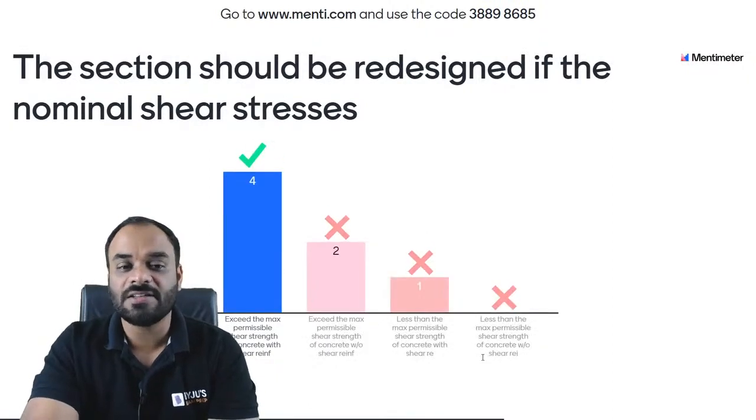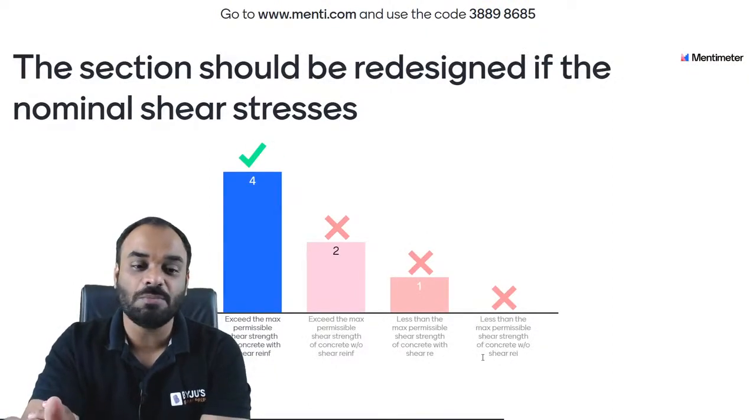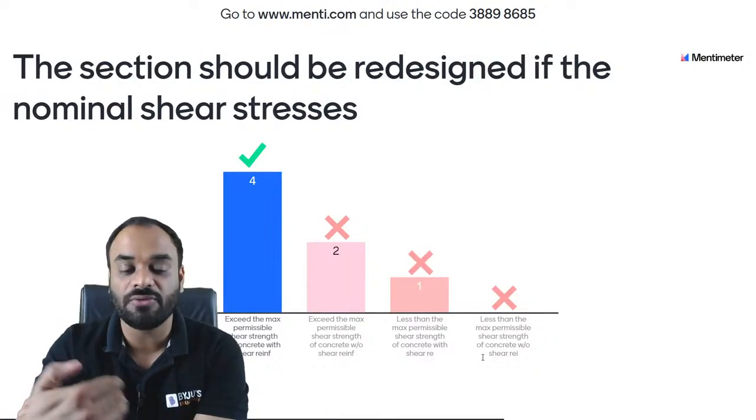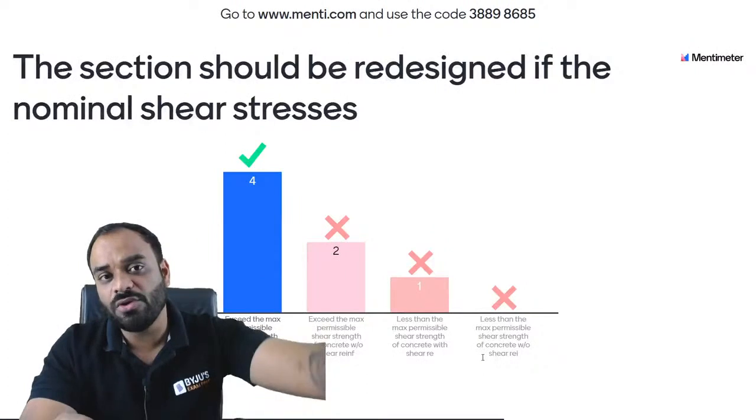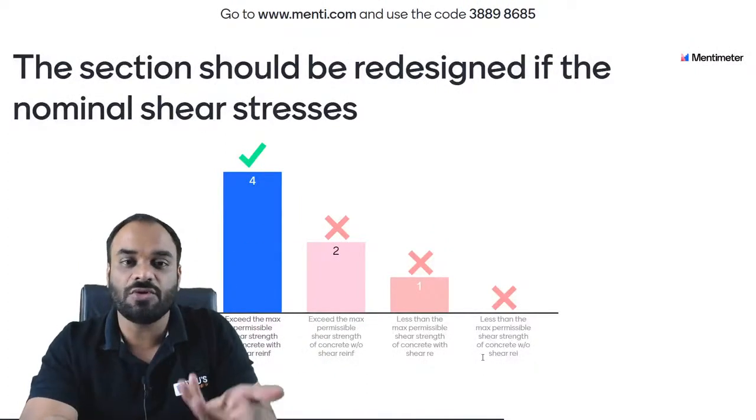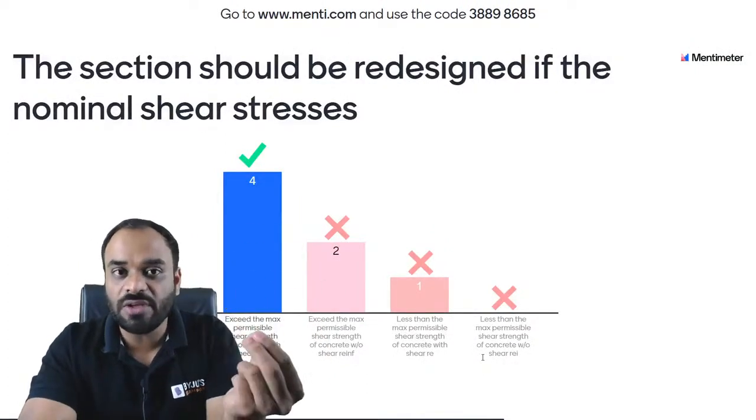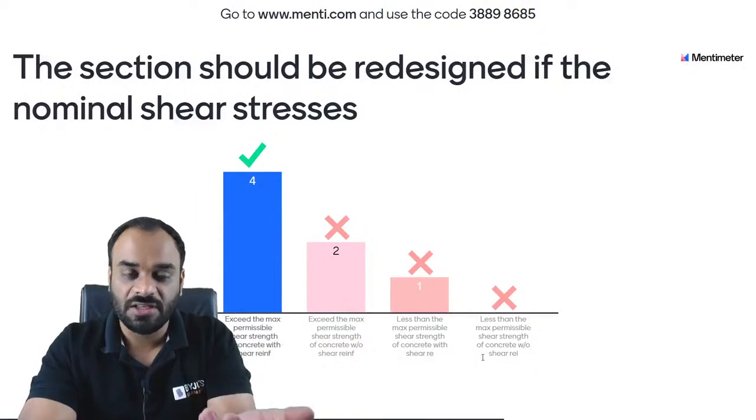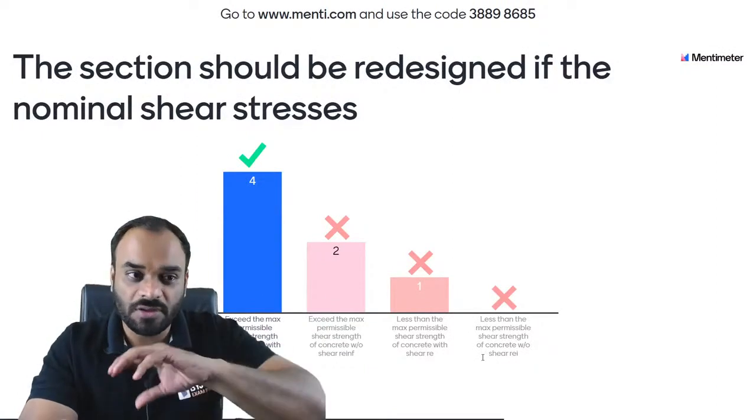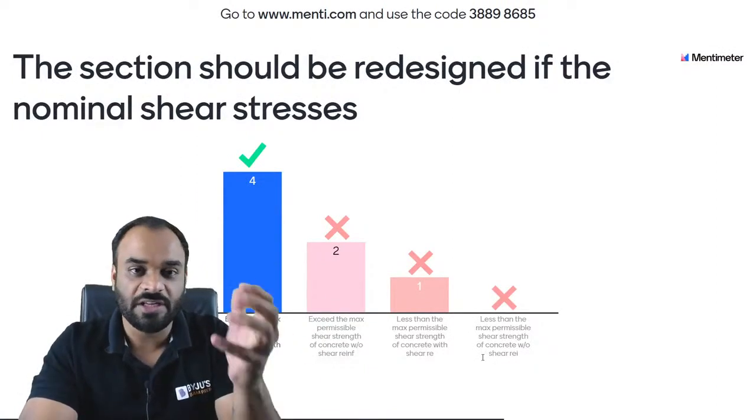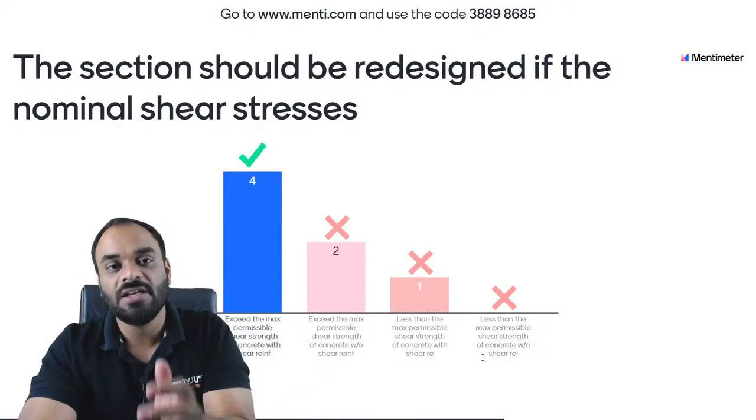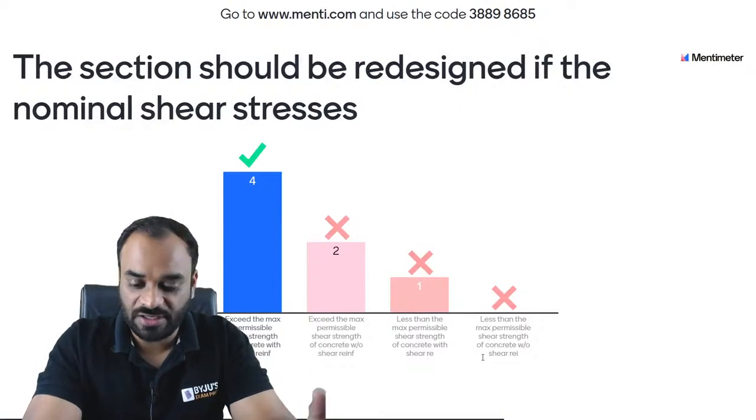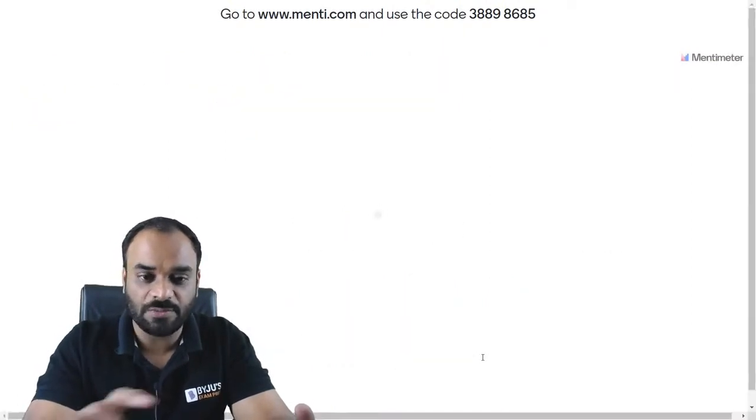So the correct answer is A, basically. Exceed the maximum permissible shear strength of concrete with shear reinforcement. That means if tau V value is greater than tau C max, then we have to redesign our section. If tau V value is less than tau C, then we have to provide the minimum shear reinforcement. If tau V value is greater than tau C but less than tau C max, we need to design the shear reinforcement, right? Okay guys, let's move to the next.